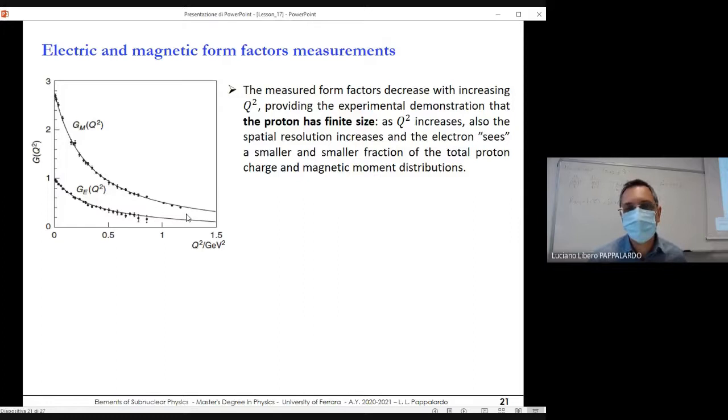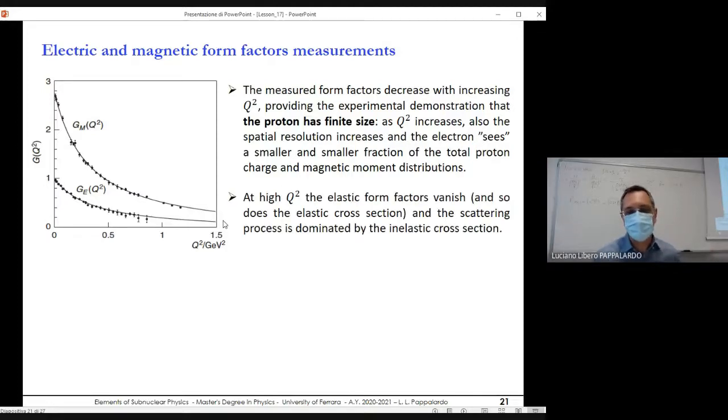The measured form factor, first of all, decreases with energy, or with increasing Q square, if you like. And this is a very important result because it provides an experimental demonstration that the proton has a finite size. Why? Because if you increase your Q square, you are increasing your spatial resolution, and so you are probing a smaller and smaller volume of your proton. And so if you get different results, this means that the proton is an extended object, as one expects.